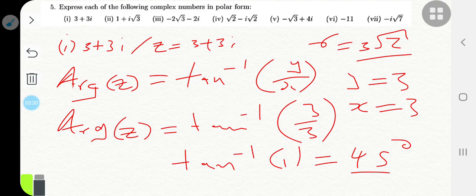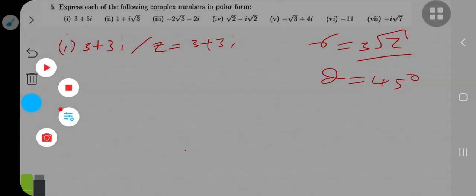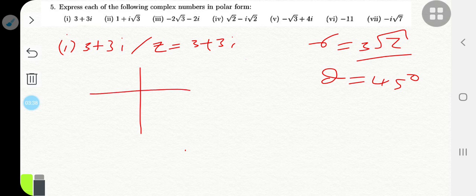Now the second step is to prove that this angle we have found is the actual angle we're supposed to use. Let's check that on the Cartesian plane. I'll draw it quickly: my y is here and my x is there. My x is positive 3 and my y is also positive 3, so they are meeting in the first quadrant.